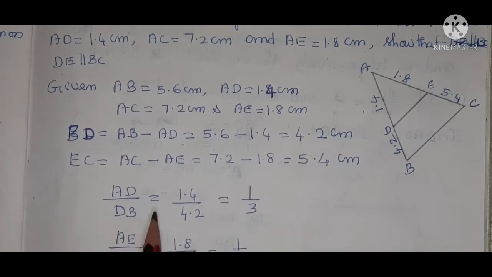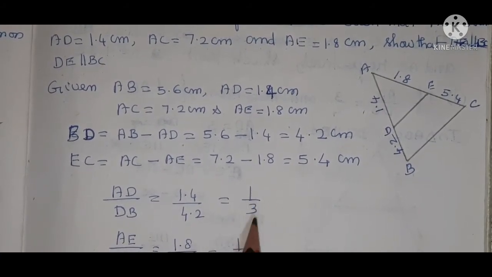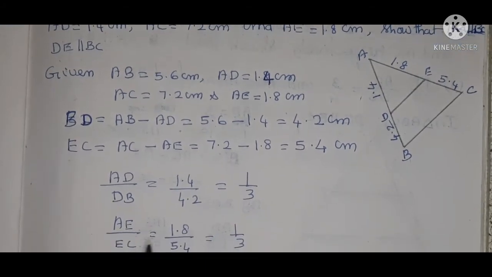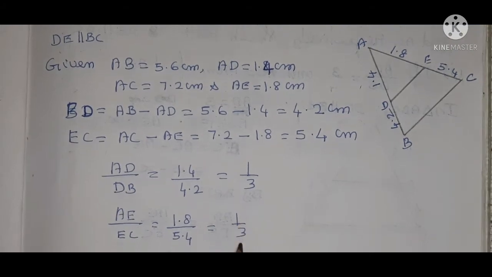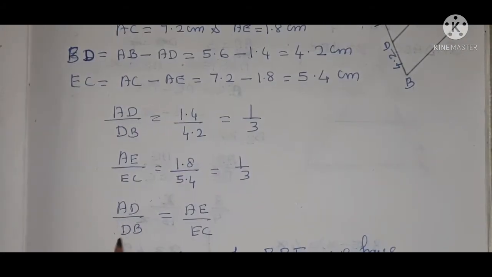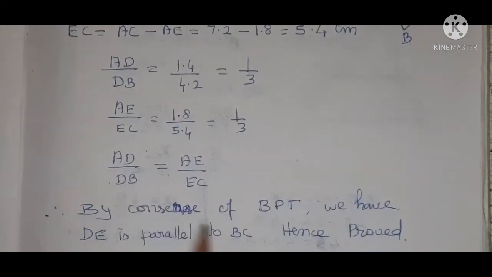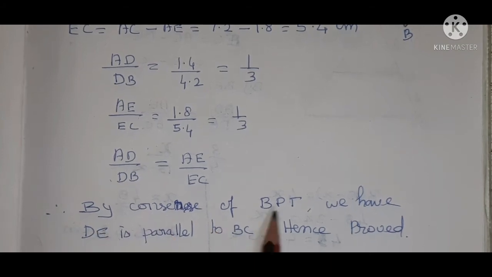AD by DB is equal to 1.4 by 4.2. Cancelling, we get 1 by 3. AE by EC is equal to 1.8 by 5.4. Cancelling, we get 1 by 3. So AD by DB is equal to AE by EC. Therefore, by converse of PPT, we have DE is parallel to BC. Hence proved.